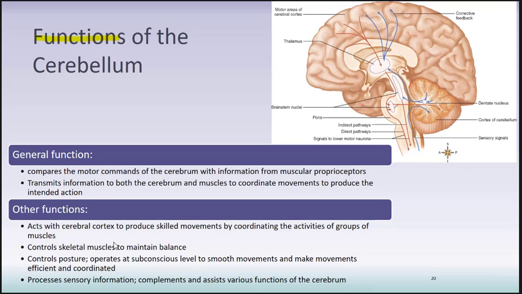So such things, as you can see here, as coordinating the activities of muscles. We have the maintenance of balance. The cerebellum plays a big role there. Control of posture, making movements more efficient and more coordinated. The cerebrum and the cerebellum then work closely together.